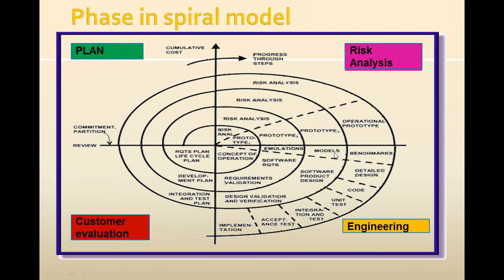And these models are what? Software product design, design validation and verification. Then in the fourth fold, integration and test plan. Then after this, in this cycle, operational prototypes. There are some benchmarks which are divided into various parts, like detailed design, code, unit test, integration test, acceptance test, implementation. Okay, so this is what you can call the fourfold life cycle.